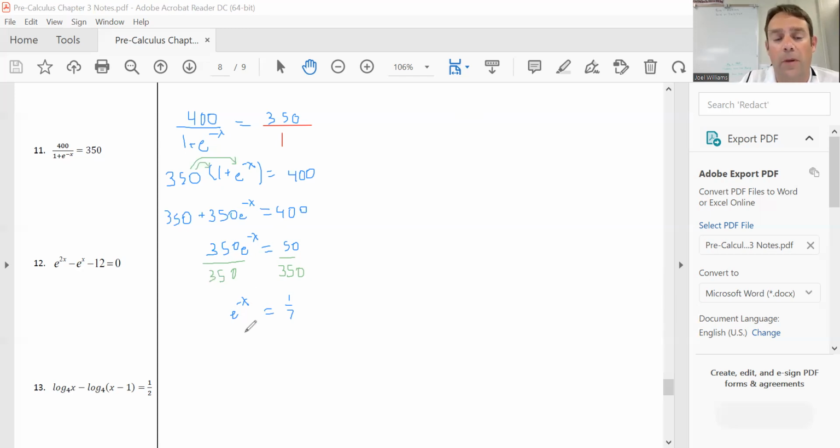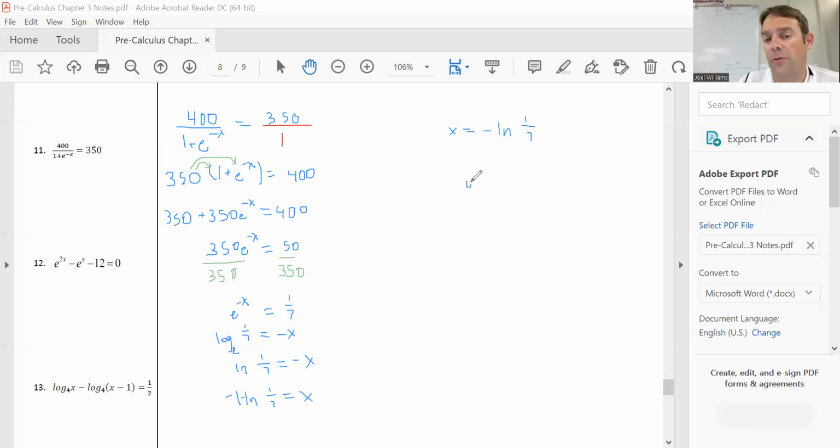Since my e is my base, I can change that to log base e of 1/7 equals negative x. Or log base e would be natural log of 1/7 equals negative x. And if I multiply both sides by -1, I get -1 natural log 1/7 equals x. So that would have been a great answer. Nothing wrong with that answer. X equals a negative natural log of 1/7.